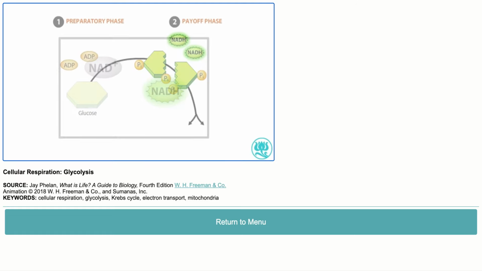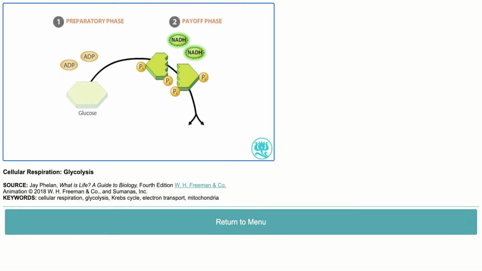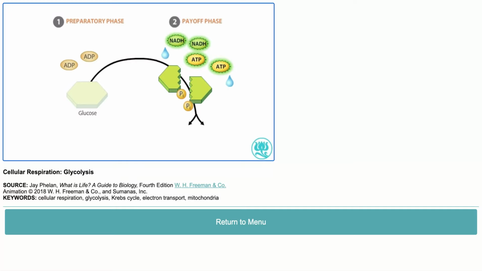As glycolysis continues and more bonds from the two halves of glucose are broken, the energy released is quickly recaptured by attaching phosphate groups to molecules of ADP, creating energy-rich ATP molecules. Two molecules of water are also produced during glycolysis. Near the end of glycolysis, two ADP molecules take the remaining phosphate groups, forming two additional ATP molecules. By the end of glycolysis, a molecule of glucose has been broken down into two molecules of pyruvate.